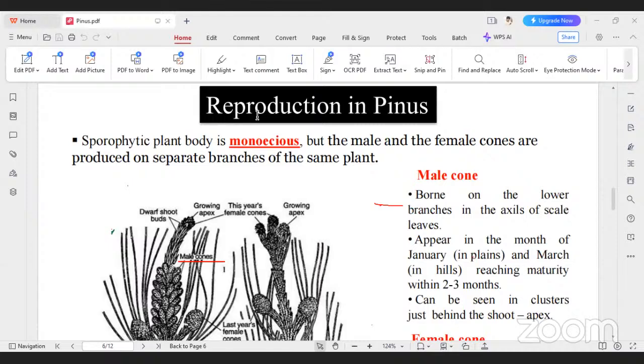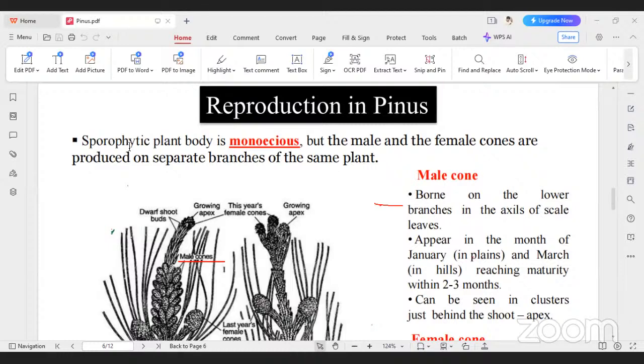Kusuma, Vaishnavi, what is monoecious? Is my voice audible or not? Hello? Yes, sir. Is the slide clearly visible or not? Reproduction in pinus. Yes, sir.